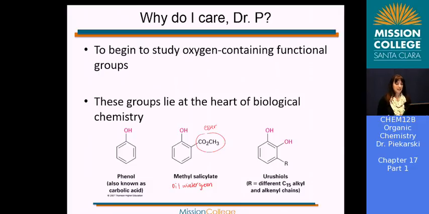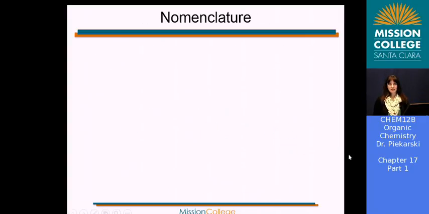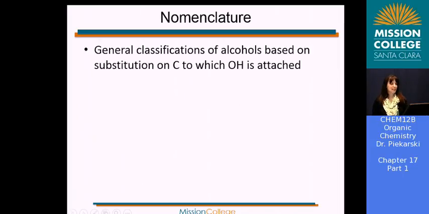And then finally, you're going to see urushiols probably in your future. They have different R groups of long alkyl or alkenyl side chains. But basically, these are the allergic constituents of poison oak and ivy. So definitely going to see these in the future. It's important that you understand them now. And in order for us to discuss them in great detail, we need to have a systematic way of naming them. So I'm going to go through nomenclature.